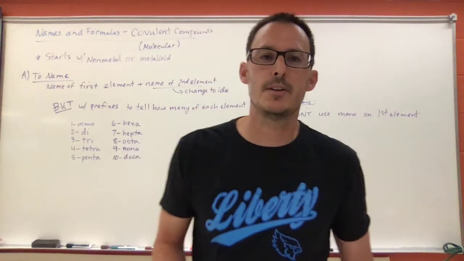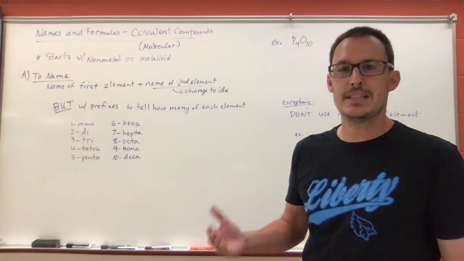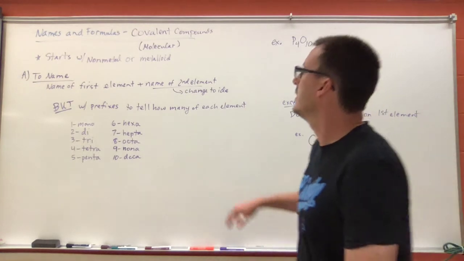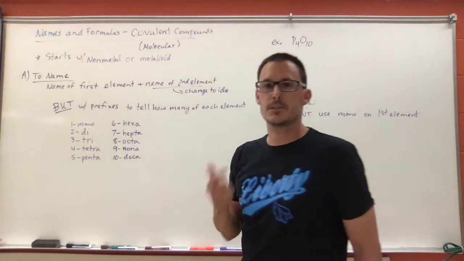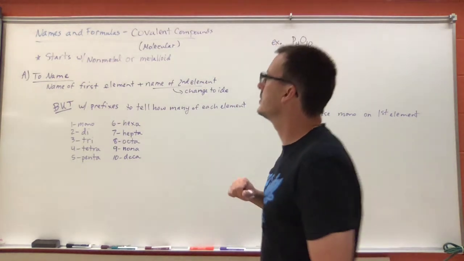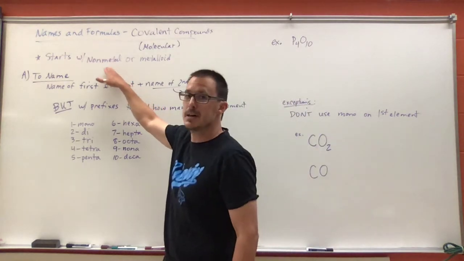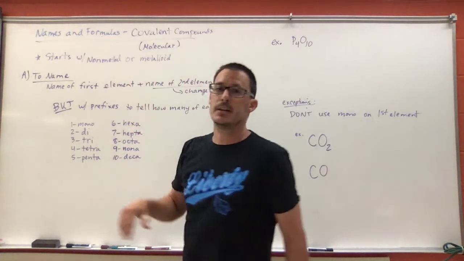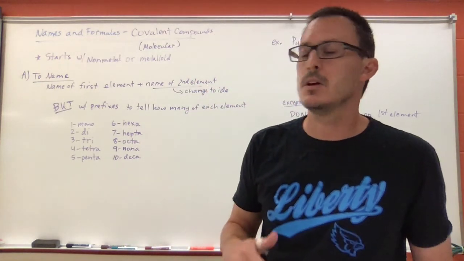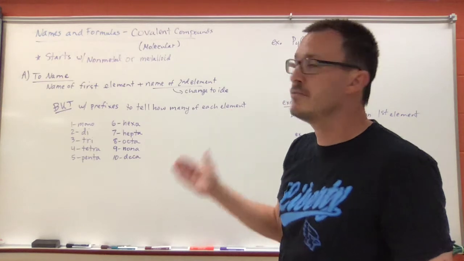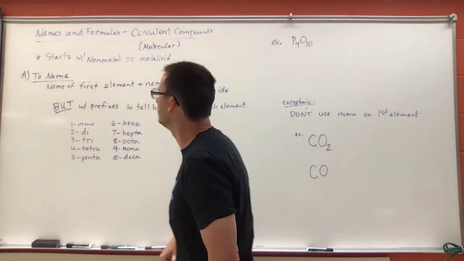All right, second part of our names and formulas, we're going to talk about covalent compounds. Covalent compounds are probably the easiest to write names and formulas for. When we say covalent, sometimes we call them molecular compounds. We're thinking molecules, right? So to identify, first of all, if you have a formula, you're looking for a nonmetal or a metalloid at the start of the compound. Remember, with ionic, you're looking for metal or ammonium. With covalent, you're looking for a nonmetal to start or a metalloid.